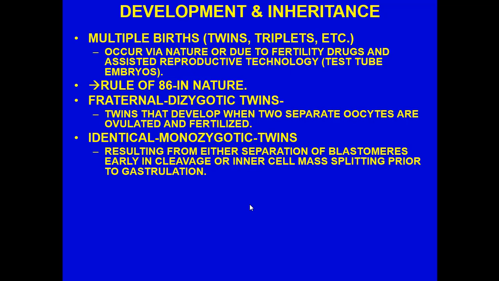What does that mean? Fraternal, these are dizygotic twins, twins that develop when two separate oocytes are ovulated and fertilized. Identical means monozygotic twins. What happens here is usually either a separation of the blastomeres early in cleavage or the inner cell mass splits prior to gastrulation. This is when they are identical. They have the same DNA, etc. And with dizygotic, that's not going to be the situation. Okay? I hope that clarifies things.